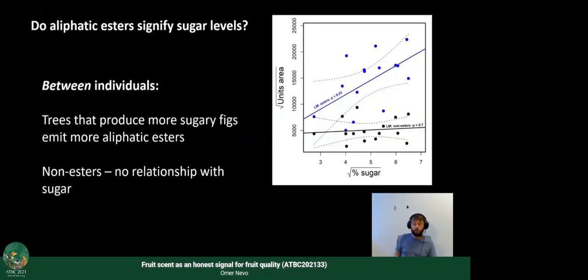To give you very briefly the results, what we have here is the analysis between individuals. So each dot on the graph is an individual tree. And we have on the x-axis the amount of sugar in the figs of this tree. And on the y-axis, we have in blue the amount of esters in these figs, and in black the non-esters, and we can clearly see that indeed we have a positive relationship between sugar and esters. So trees with more sugary figs also have more esters, but not more other scent compounds.